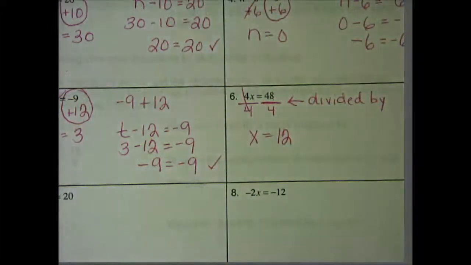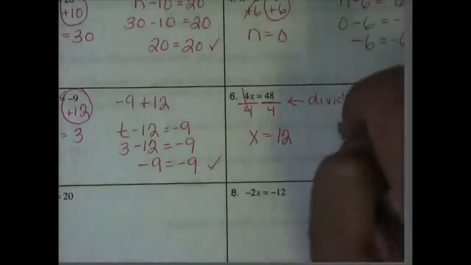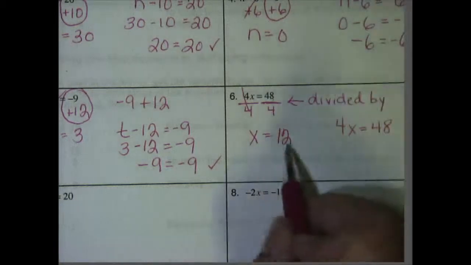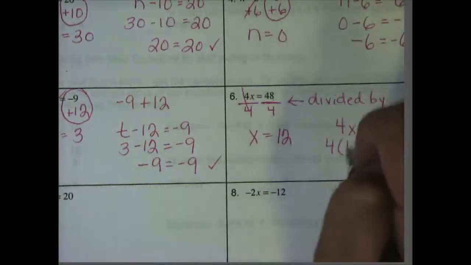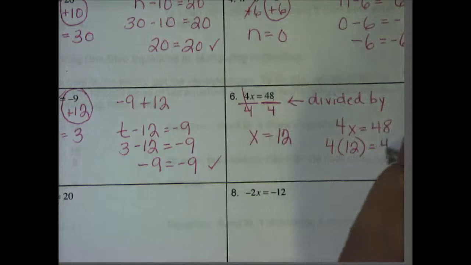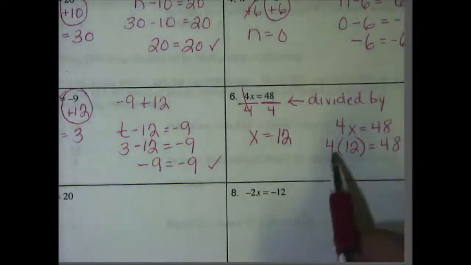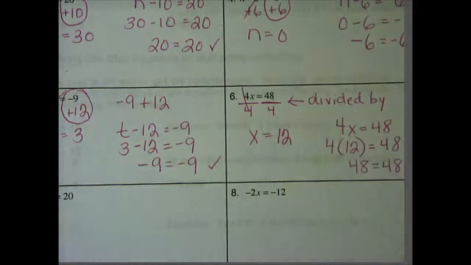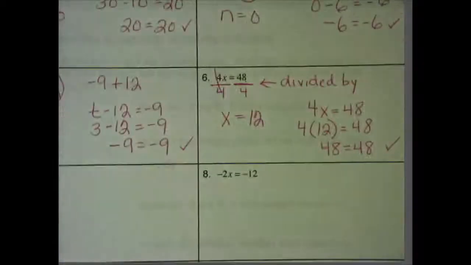Just like the addition subtraction, we can check our work. So we have 4x equals 48. We're going to substitute 12 for x. So 4 times 12 equals 48, and 4 times 12 is 48. So we know that we got it correct because both sides ended up equal.